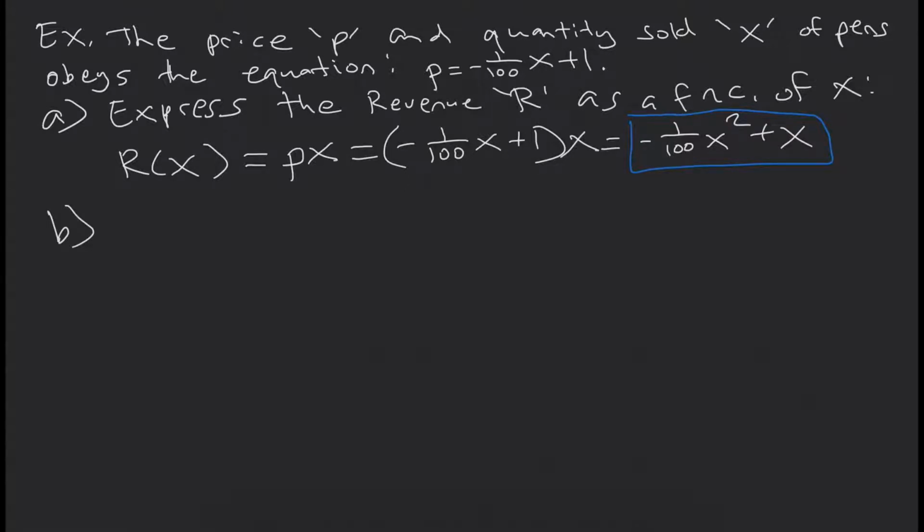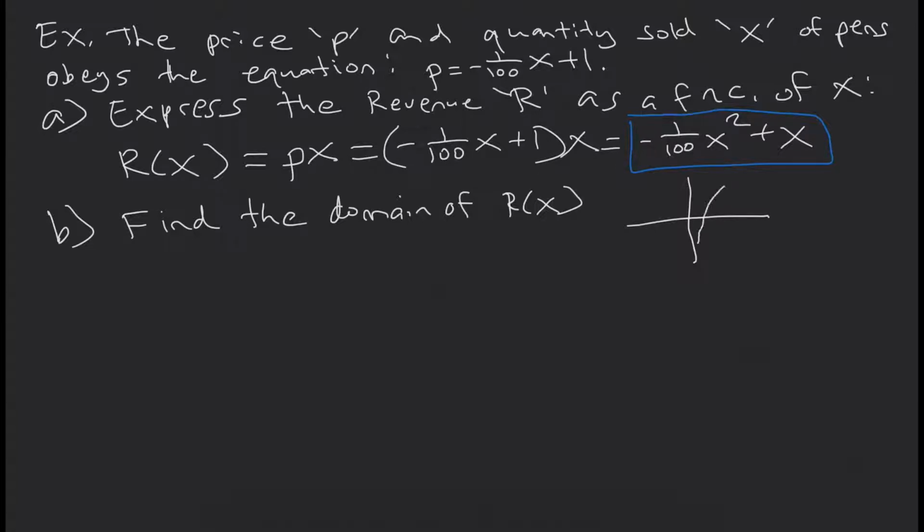And then for part B, this isn't really a question I would be too interested in on this example myself, but I saw it on the homework, so I want to do it here as well. Find the domain of R of X. The idea here is, we know it's a quadratic function, so I'm just going to put a random graph up here. We know in front of the X squared we have a negative, so maybe it looks something like this. I'm not sure exactly what it looks like.